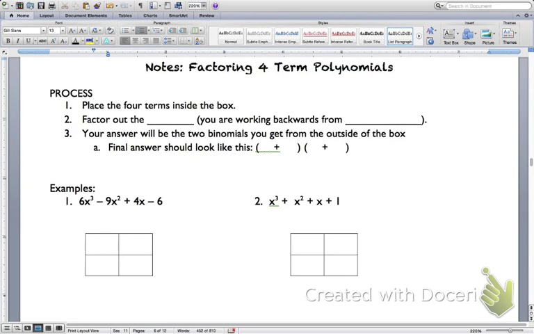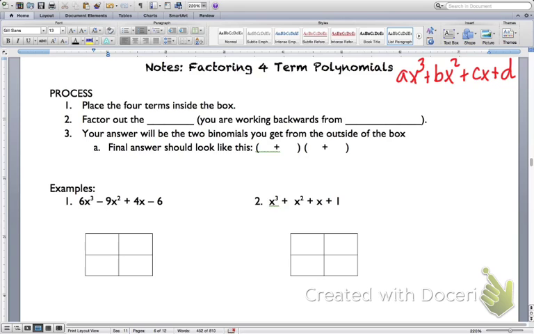Hello everyone. Today we're going to be working with factoring four-term polynomials. They're going to be a very specific type of polynomial of a specific order. So the polynomials are going to look like this: ax cubed plus bx squared plus cx plus d. If it has that order, where there's a power of 3, a power of 2, a regular x, and then just a single number at the end, we can use this method to factor.